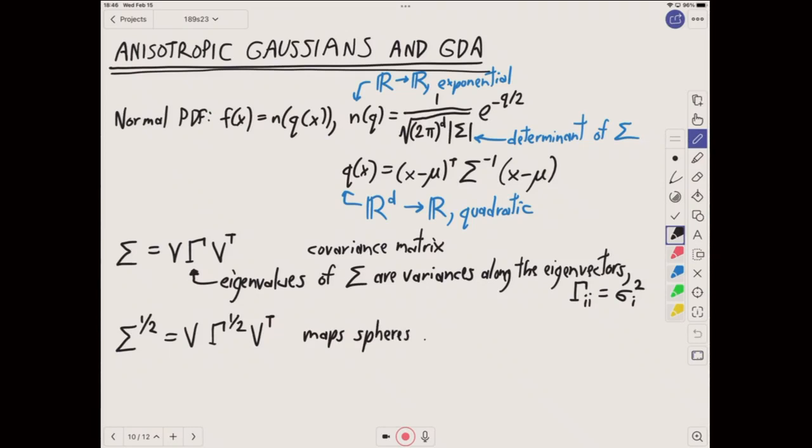So if you want to imagine what the ellipsoidal isocontours of the normal distribution are going to be, what you do is you start with some spheres and you map them to ellipsoids by multiplying them by the widths of the Gaussians along each dimension. Now, this sigma to the 1/2 essentially corresponds to what was A in the last lecture.